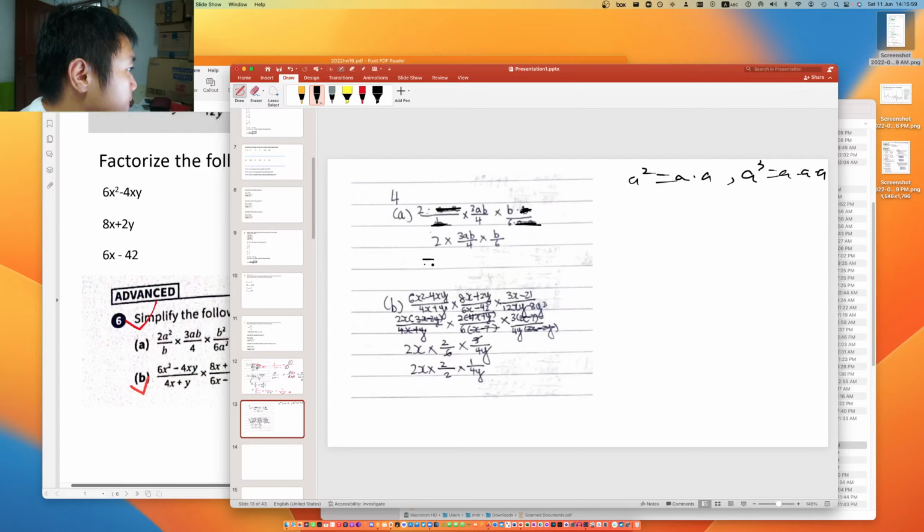Can you continue from this step? By the way, the 2 you can see as 2 over 1, right? Yeah. Okay, so can you continue? Because I think the numbers you still can split some more. Actually, it's very easy how you split.